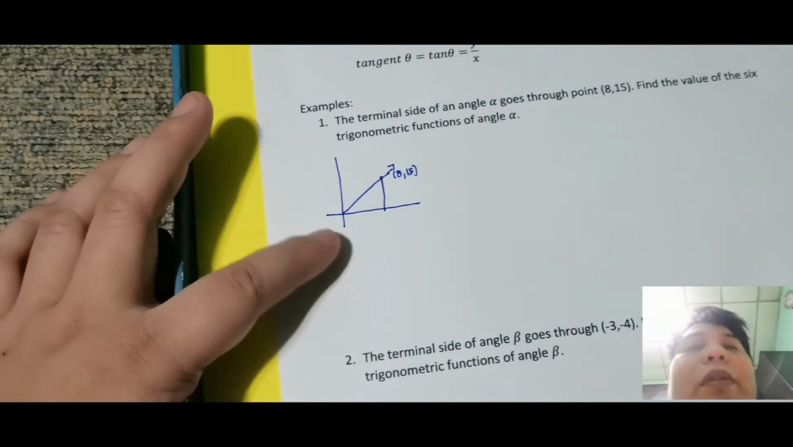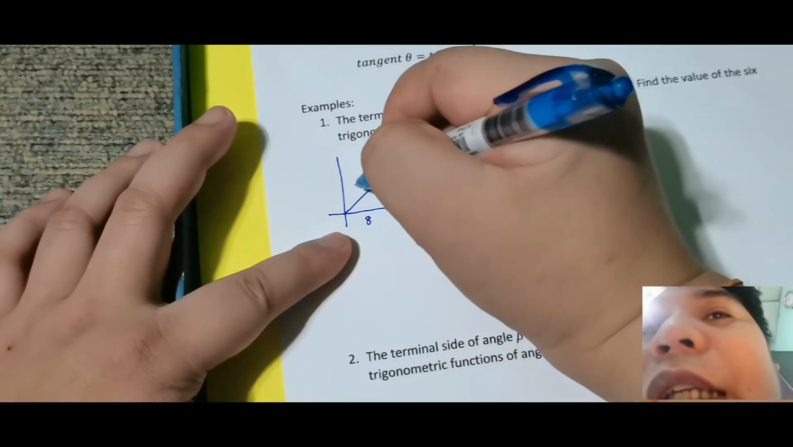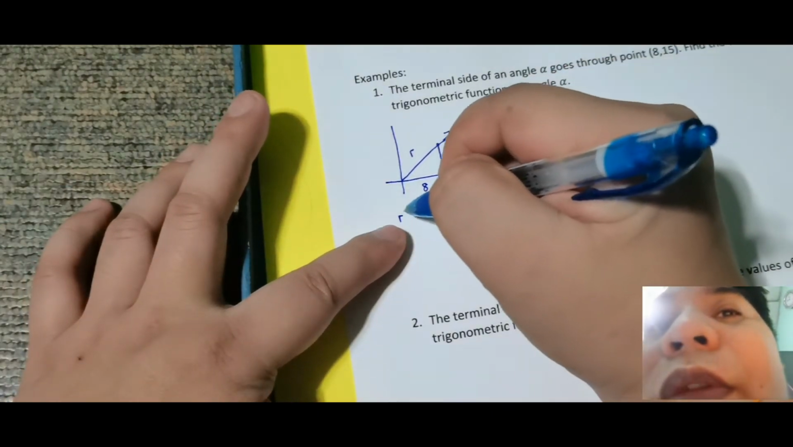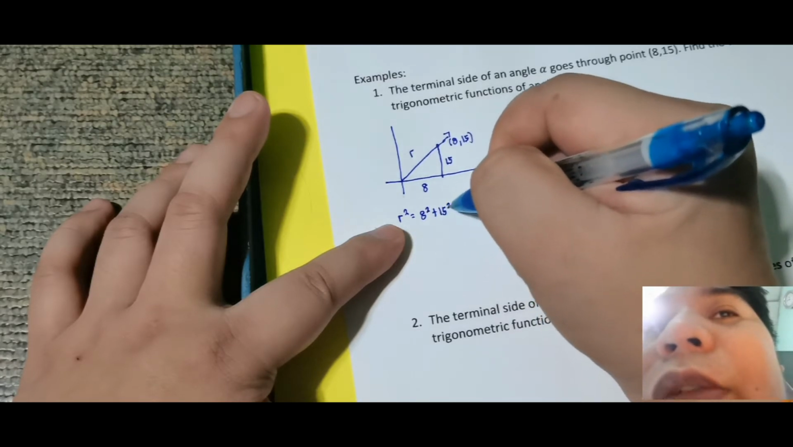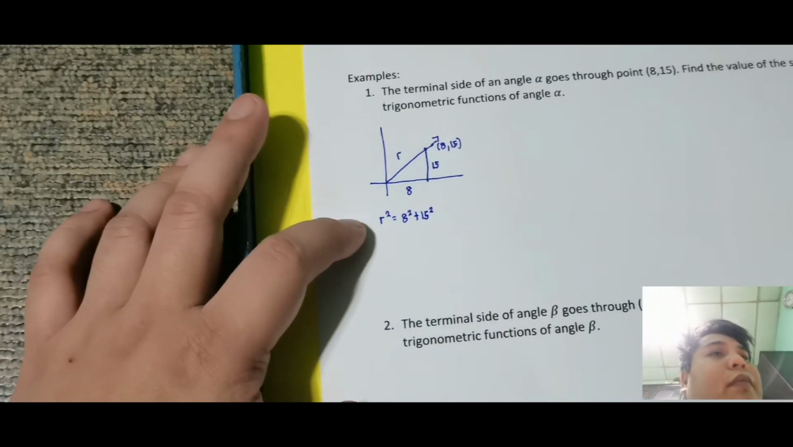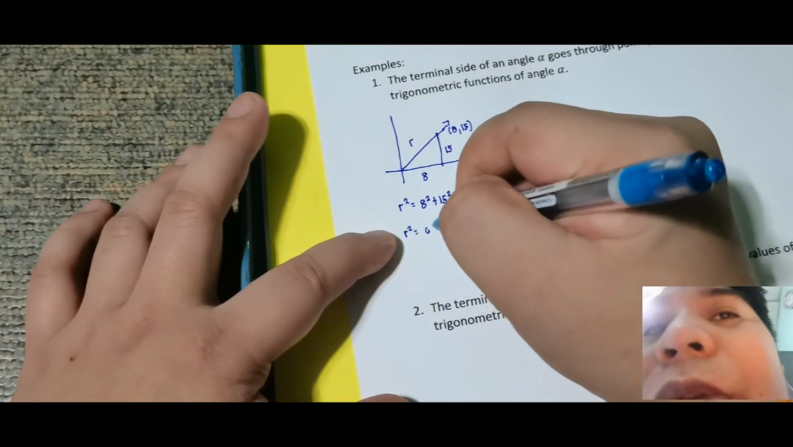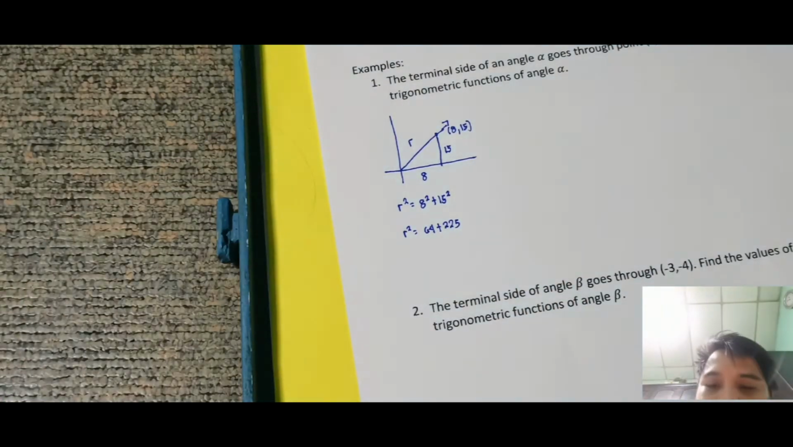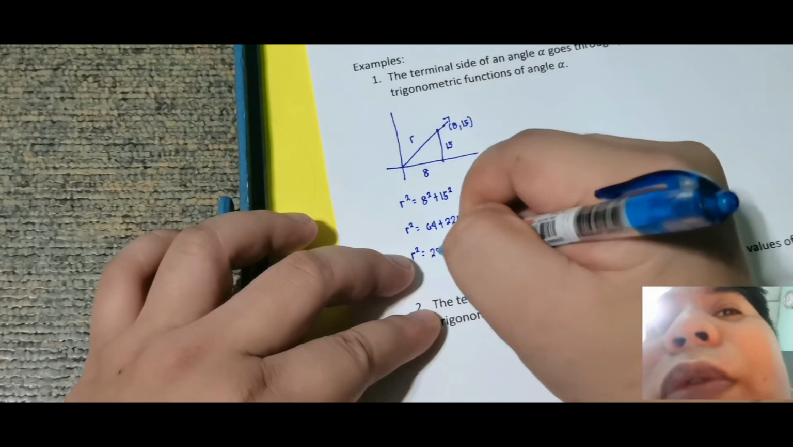Okay, since 8, 15, obviously ito yung 8. Ito yung 15. Okay, so wala tayong r. So hanapin natin yung r. So what is r? R squared is equal to 8 squared plus 15 squared. Tama, then that is r squared is equal to 64 plus 225. So, what is 64 plus 225? 64 plus 225 is 289. So, r squared is equal to 289.